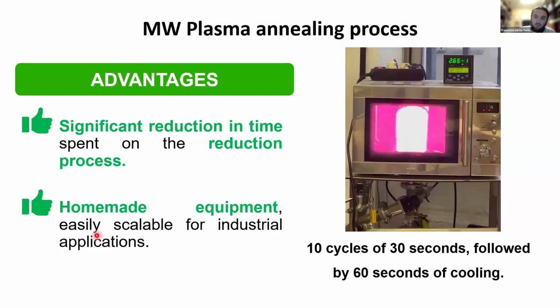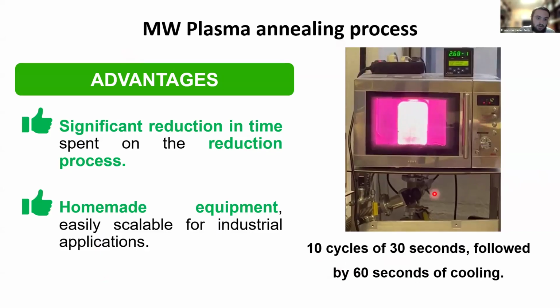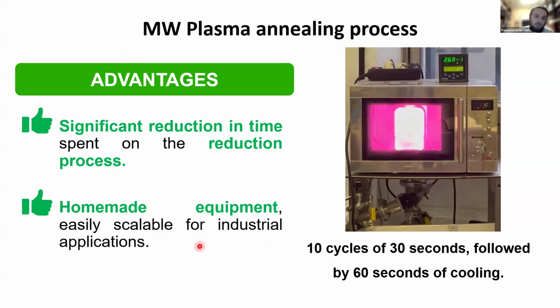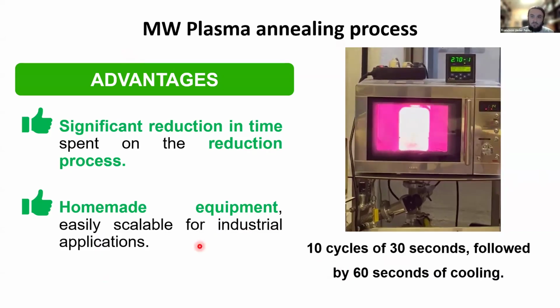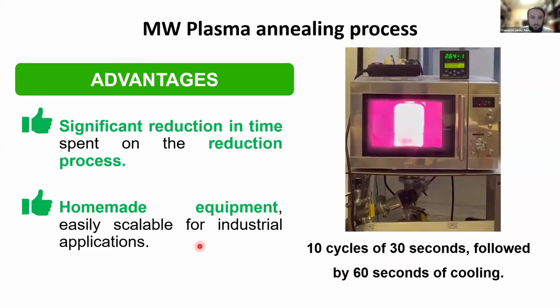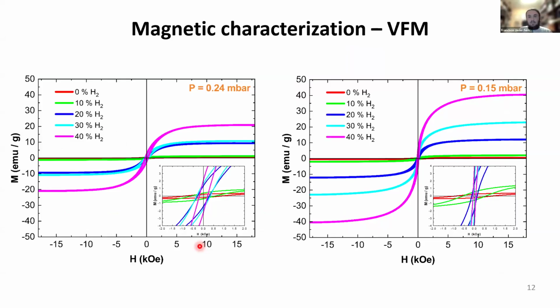And also, since the equipment is homemade, a conventional microwave, this method we think can be easily scalable for industrial application. We performed some magnetic characterization of the nanoparticles synthesized by this process. We did synthesis with two working pressures, one of about 0.24 millibars and a second, lower pressure of 0.15 millibars, and we considered 5 concentrations of hydrogen in the atmosphere.